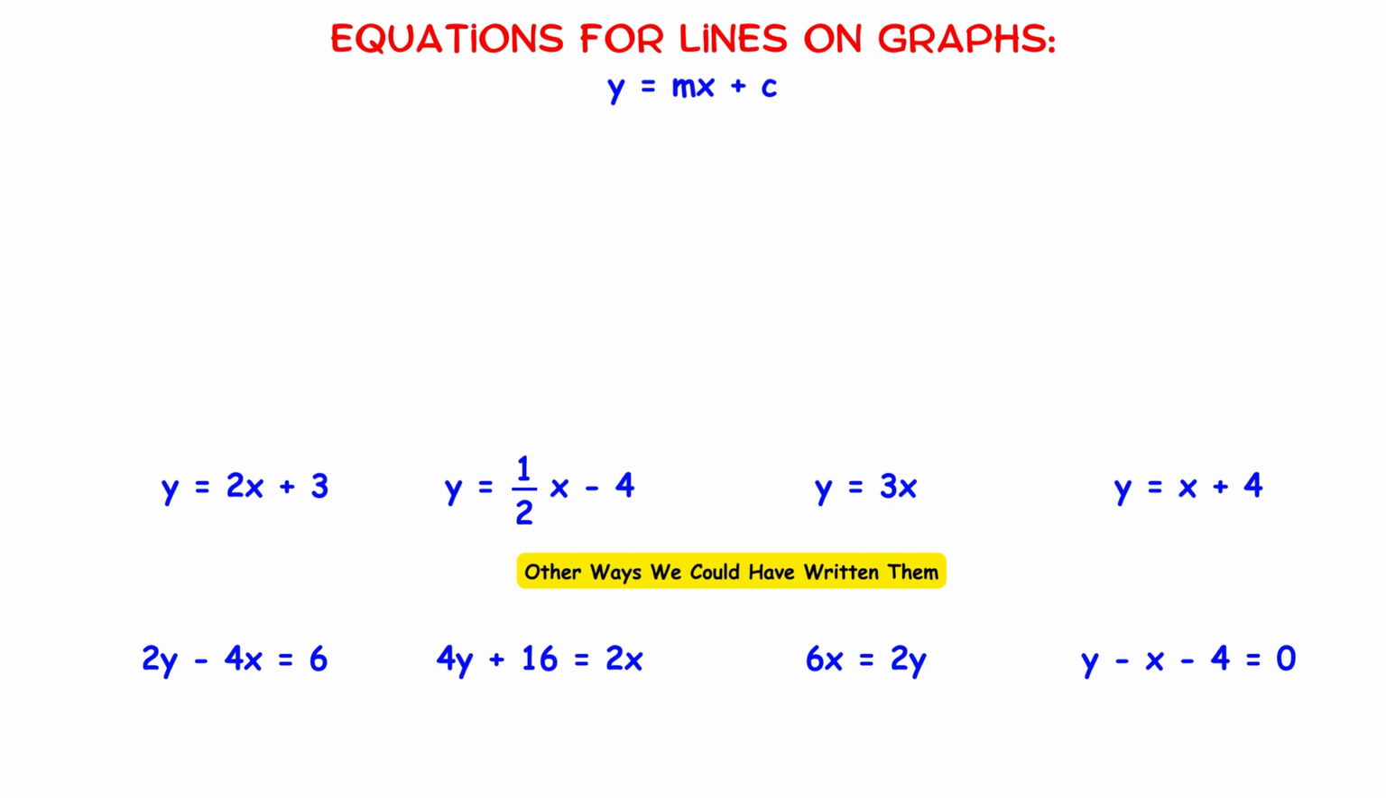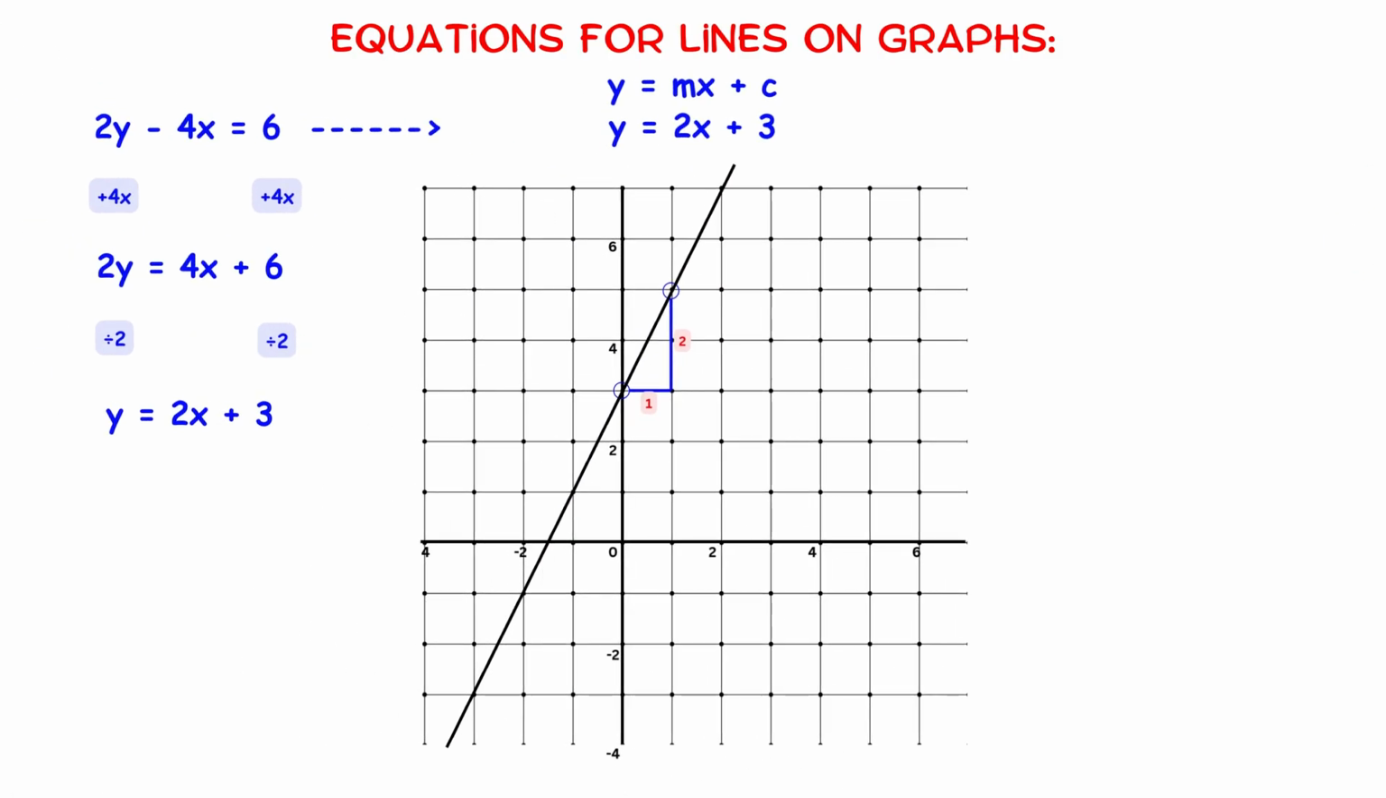The important things to know about this form are that m is the gradient of the line, which, remember, is a measure of how steep the line is, and c is the y-intercept, which is the point where the line crosses the y-axis. For example, if we took this equation y equals 2x plus 3, then m would be 2 because that's the number in front of the x, and c would be positive 3.